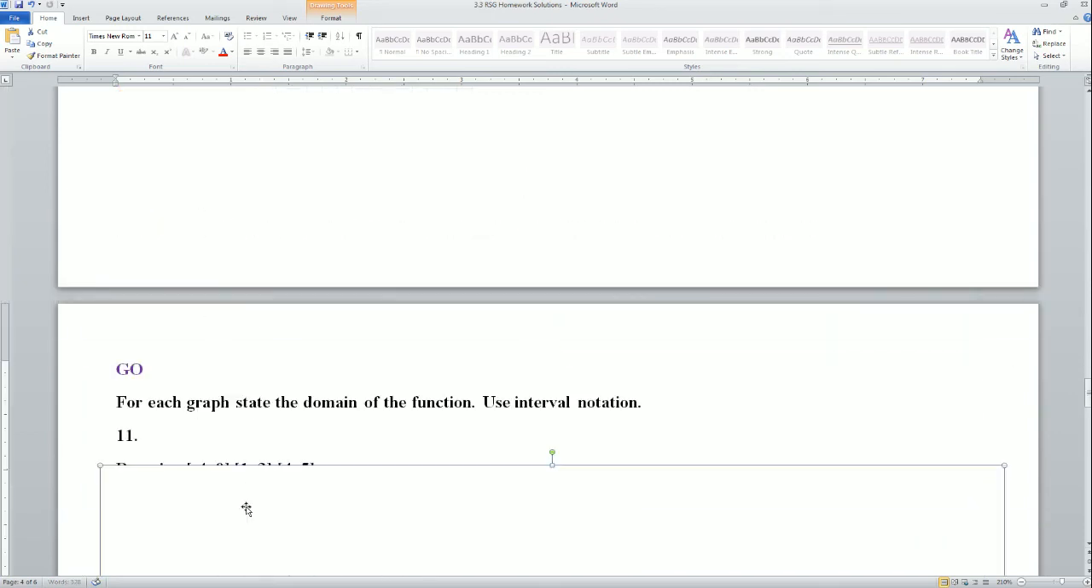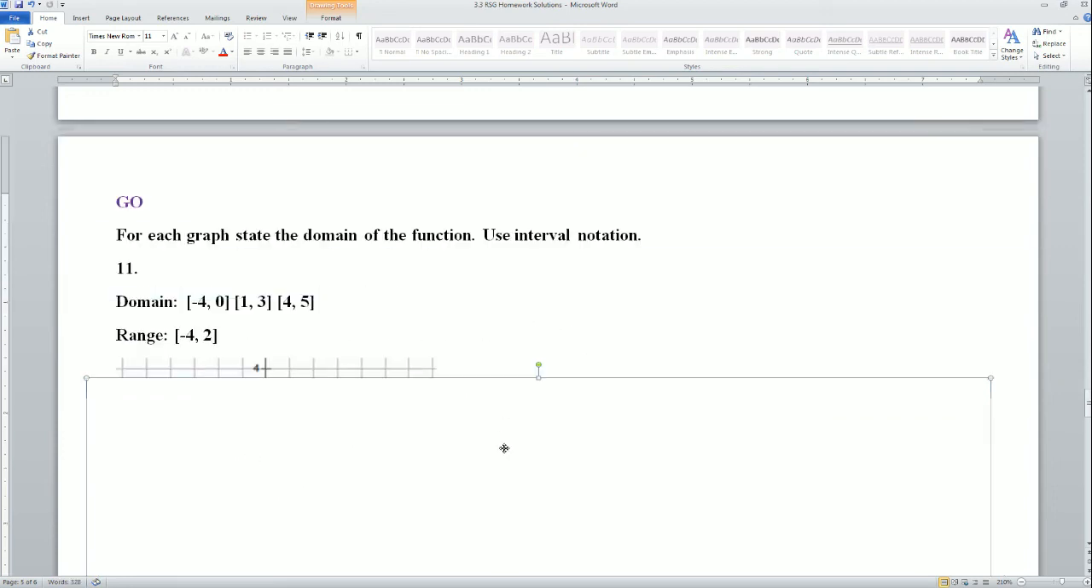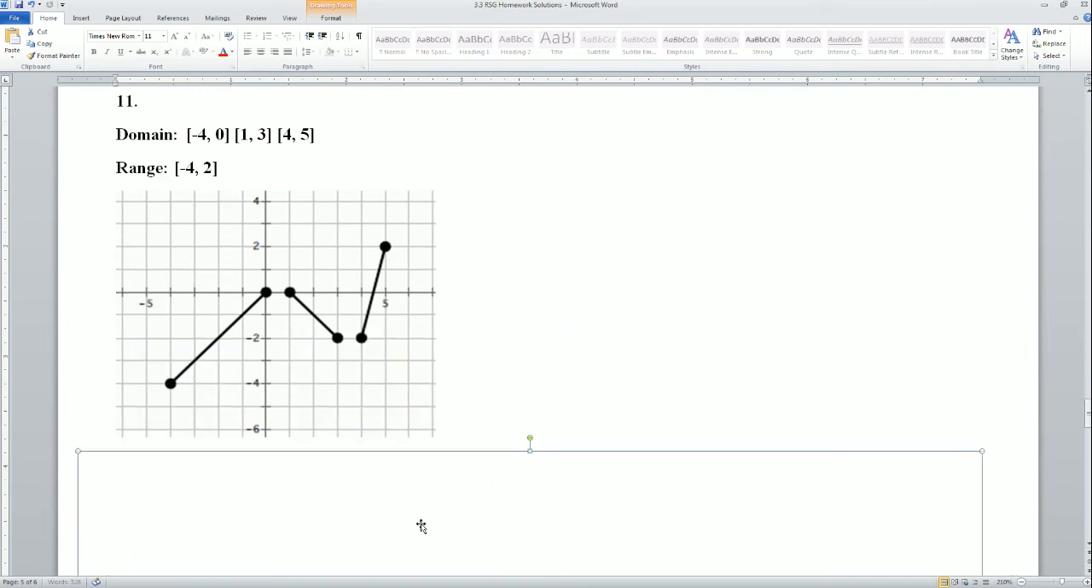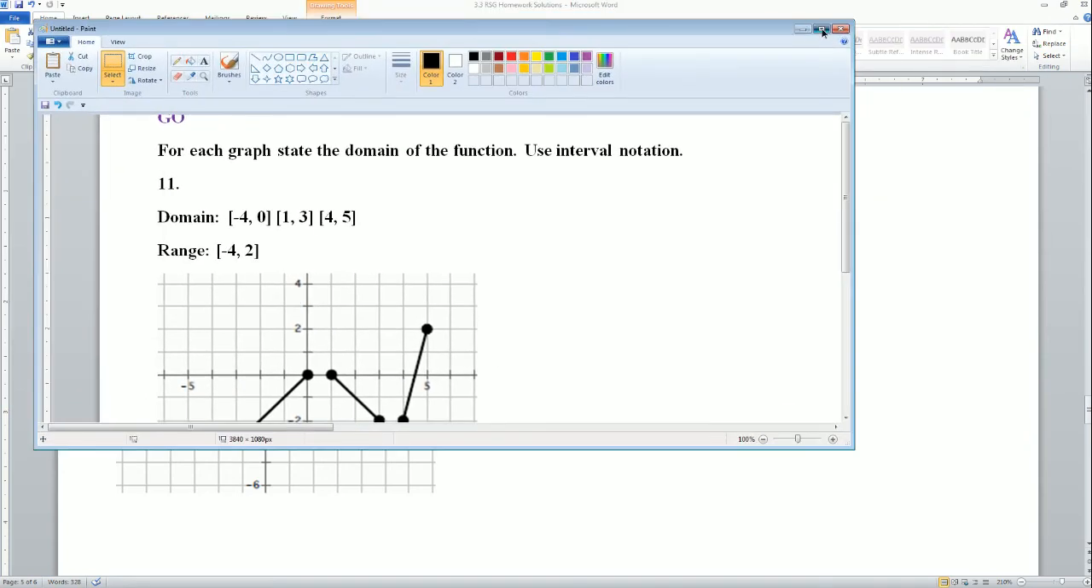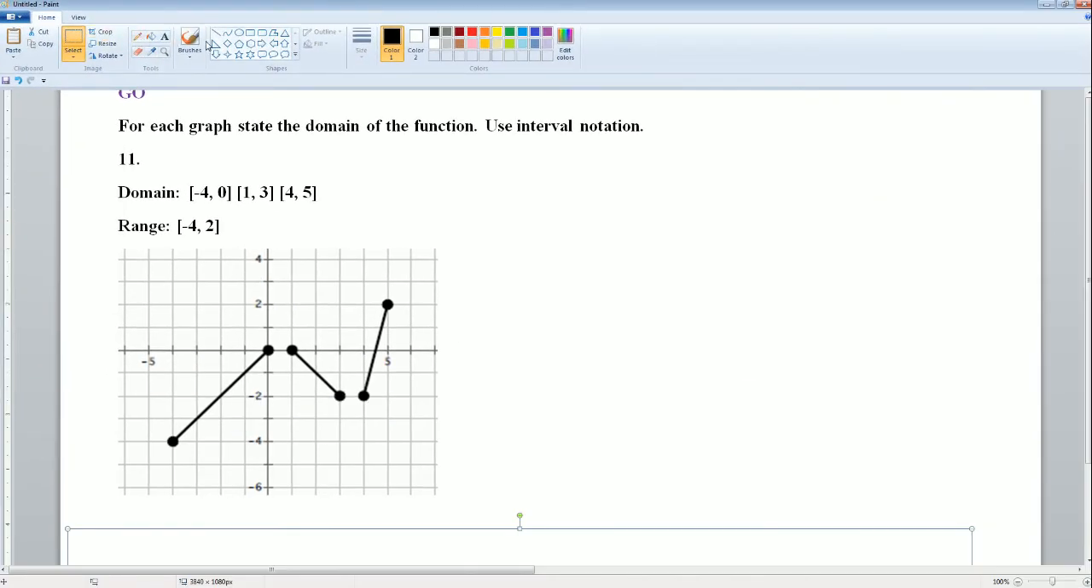Alright, let's go to the graph part here. For each graph, state the domain and range of the function using interval notation. Okay, that's the answer. Just let me review the domain here. Do you want to see this in Paint? I could bring it up in Paint to show it to us. Give me a second. Alright. Here. Alright, so let's look at the domain.